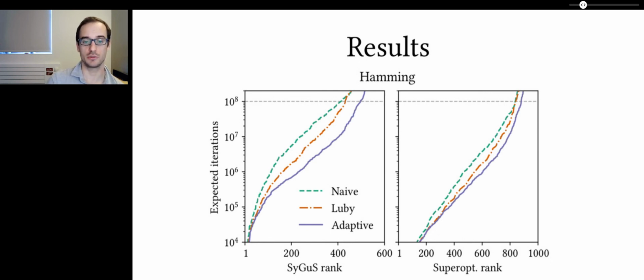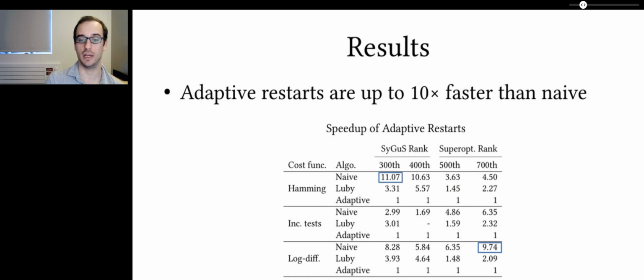We can present these results numerically by comparing a ratio at a particular rank. And we're going to do that in this table. So what this table shows is that depending on what rank and cost function, et cetera, you look at, the adaptive restart algorithm is up to about 10 times faster than the naive algorithm, and up to about 5 times faster than the Luby algorithm.